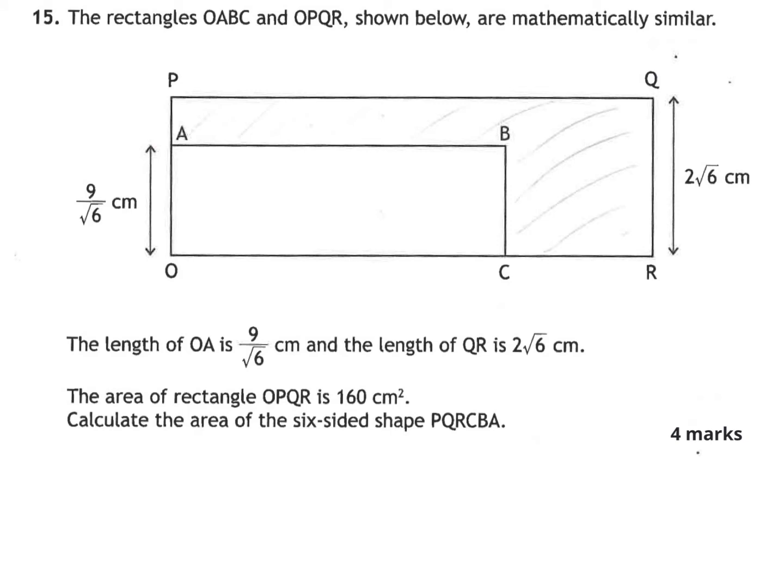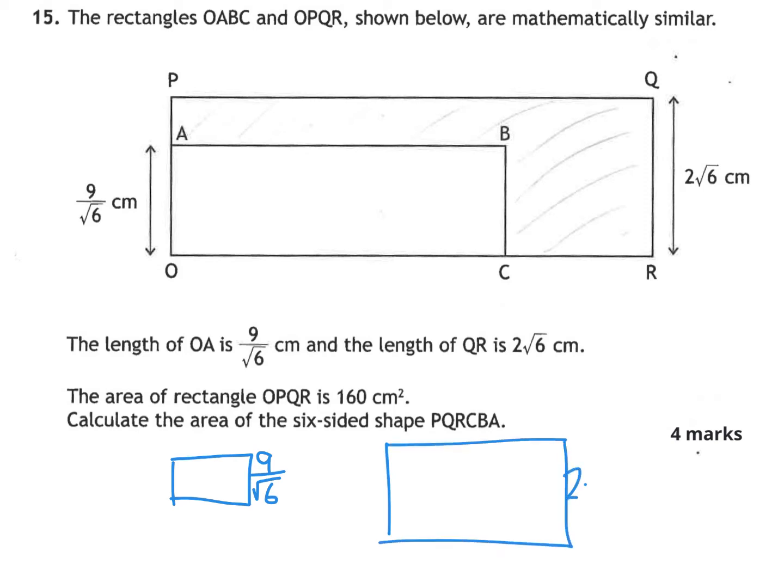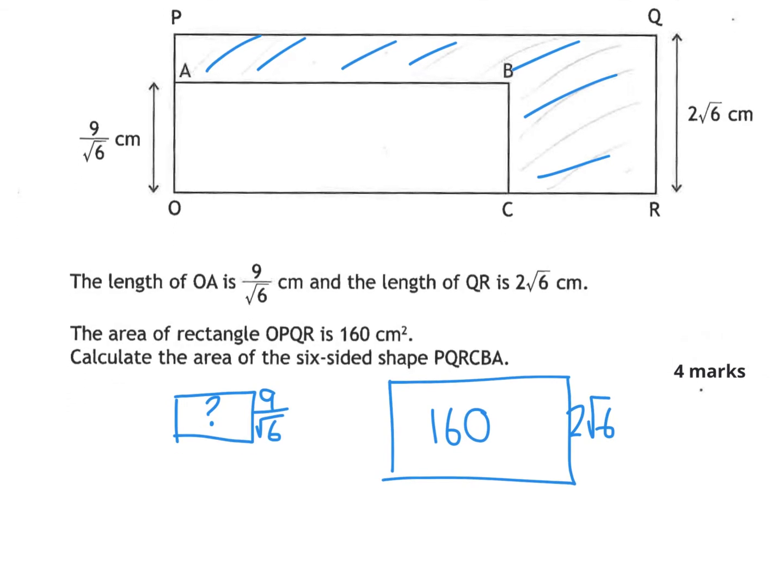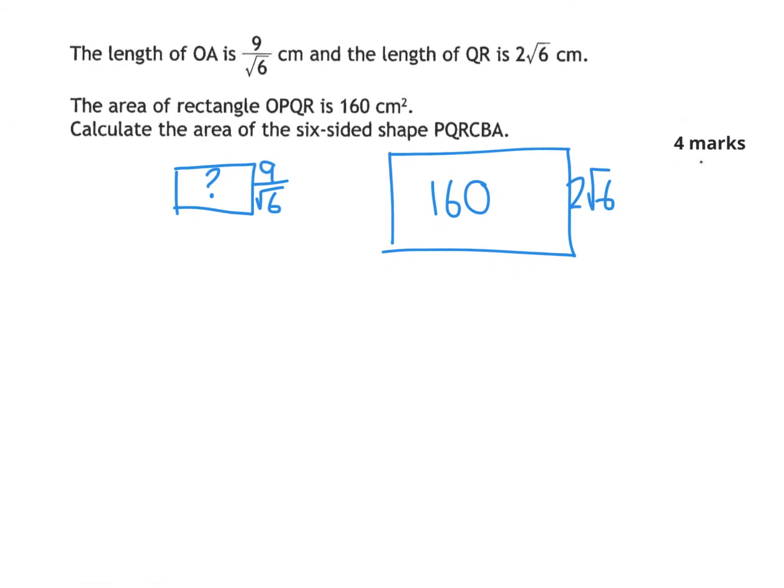Okay, so I've done this question a few times and I don't like it. It's a wee bit nasty. What we've essentially got here is, if I draw them out again, you've got your small one with 9 over root 6 as your length, and you've got the big one with 2 root 6 as your length. And your area of the big one is 160. To get this area of this 6-sided shape, we're going to have to find this area and then take them away. Now, the issue is, when I go to do my scale factor, I'm going to have fractions over fractions, and I've looked at it, different ways of doing it, and there is no nice way.